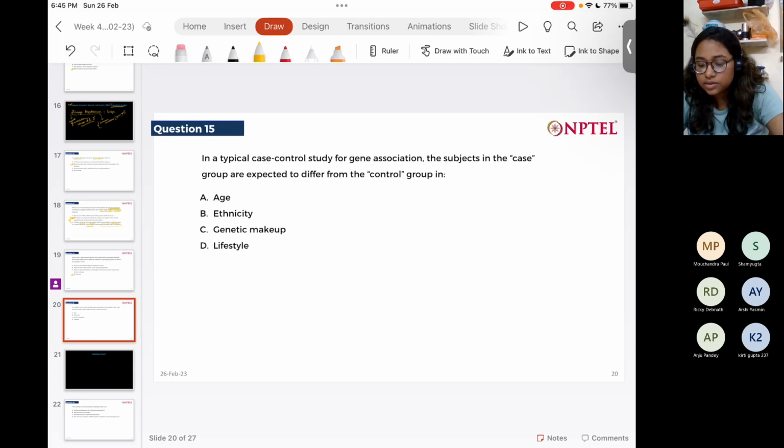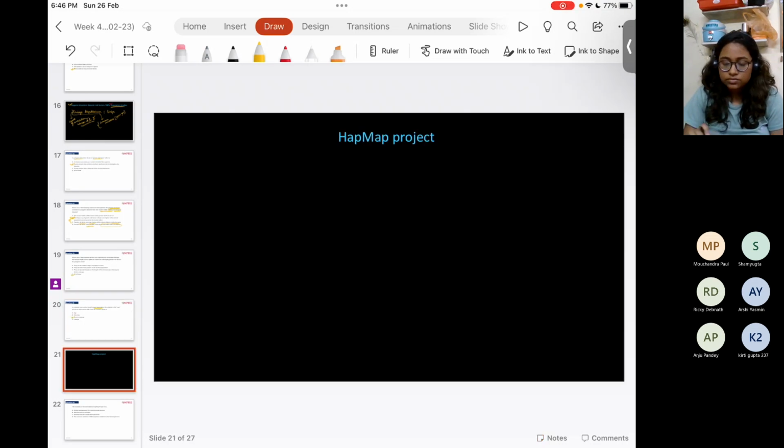In a typical case control study, where the study is used for studying the association between the gene and the phenotype, the subjects in the case group are expected to differ from the control group in what sense? Age, ethnicity, genetic makeup, or lifestyle? Genetic makeup. Correct. So the last two questions were very simple.